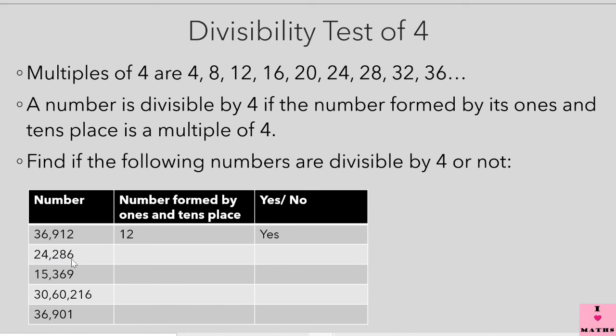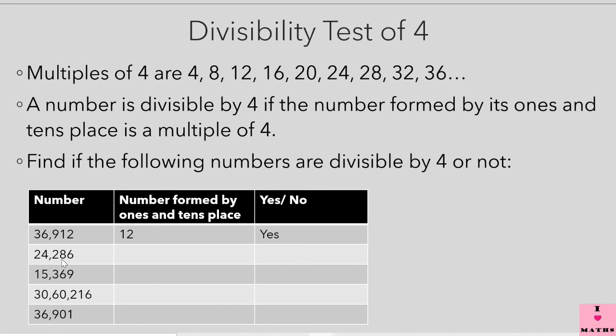Okay, here 24,286. The number formed by the ones and tens place is 86. So we will have to divide 86 by 4 to find out whether 86 comes in the table of 4 or not. So children, we are going to do this mentally. Get ready.